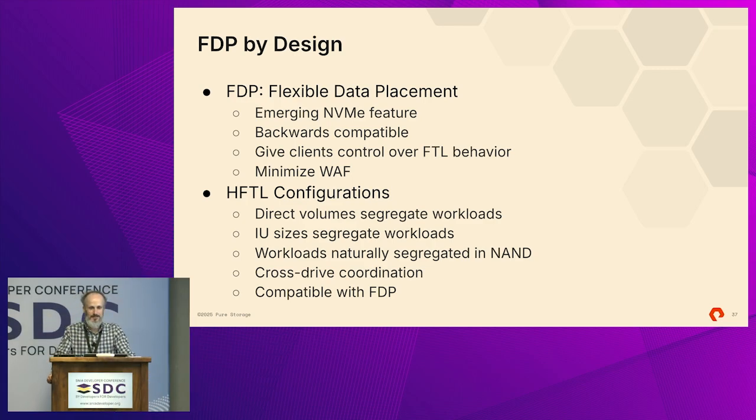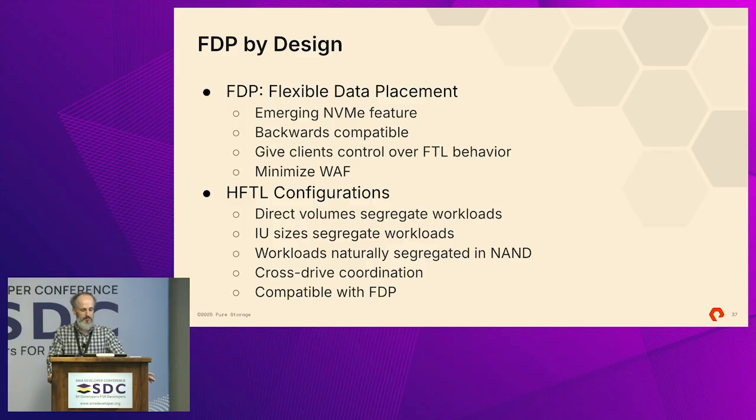This should sound familiar, as the HFTL was actually designed with FDP in mind. HFTL direct volumes similarly segregate workloads and offer control over data placement. Rather than mapping workloads to allocated identifiers, clients simply assign workloads to a volume. These control mechanisms are similar, but the HFTL has a fundamental advantage in its architecture. The HFTL is coordinated over multiple DFMs, whereas FDP operates within an individual SSD. This creates a distinct overwrite locality advantage for the HFTL.